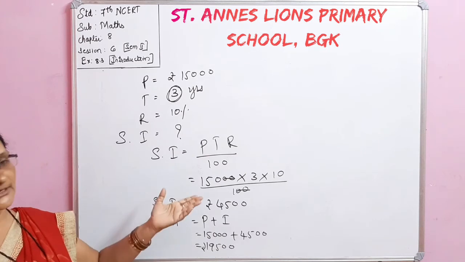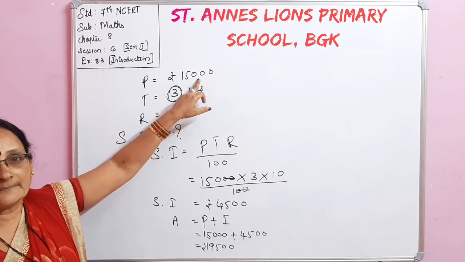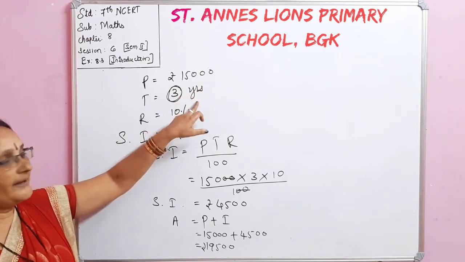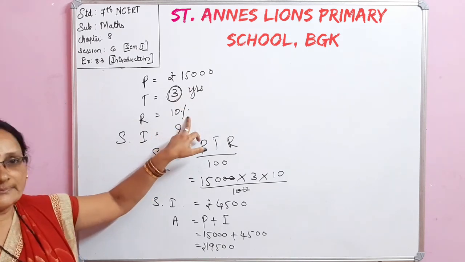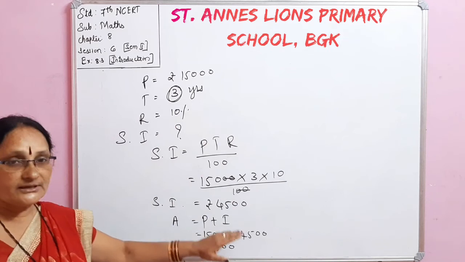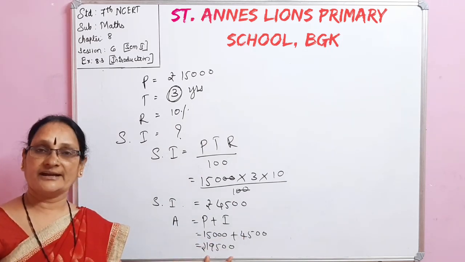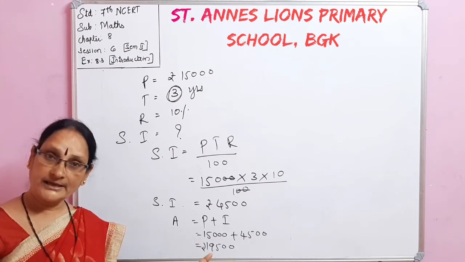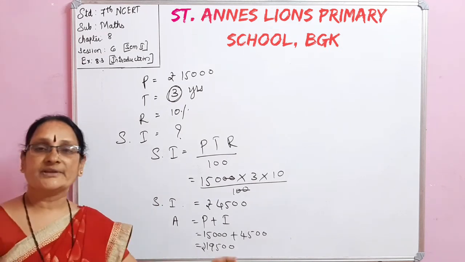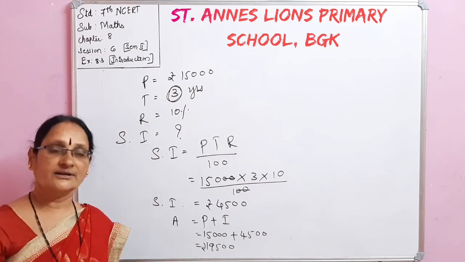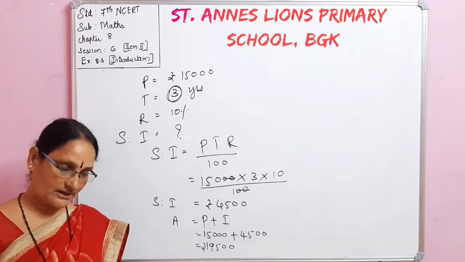And the same thing, if I am getting a loan from the bank and I have to repay it within 3 years, what is the interest I have to give? I have to give 10%. So at the end of the 3rd year, I have to pay the bank this much, 19,500. If I keep money, the bank will give me interest. If I take money, I have to pay interest to the bank. This is the calculation of simple interest. I hope you all understood.